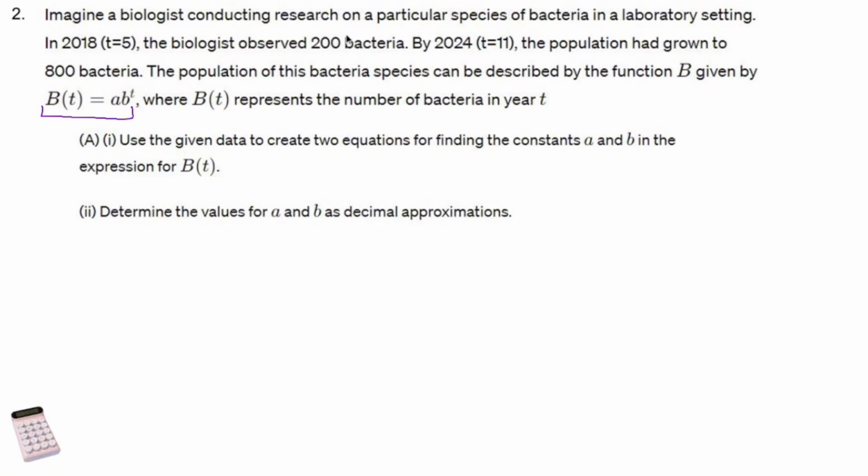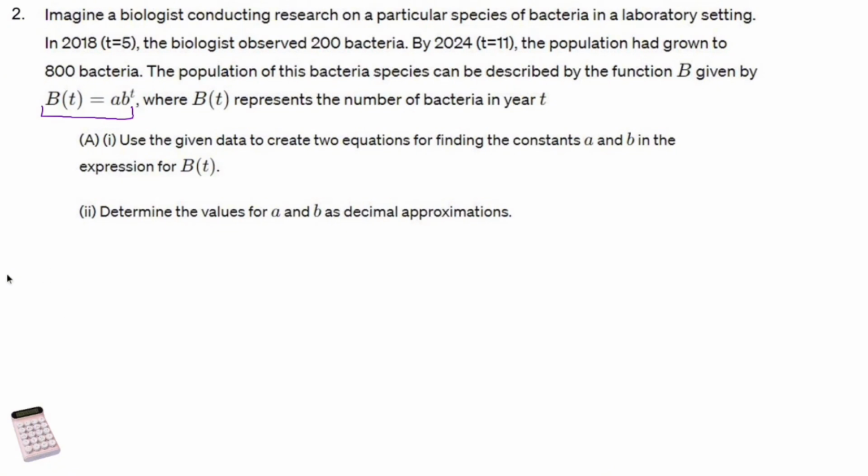Usually when you're dealing with some type of growth or population growth, it is going to be exponential, so that should not come as a shock here in any way whatsoever. So, A and B are just some numbers we need to figure out. B of T is the total population after T amount of time. So use the given data to create 2 equations for finding the constants A and B in the expression B of T.